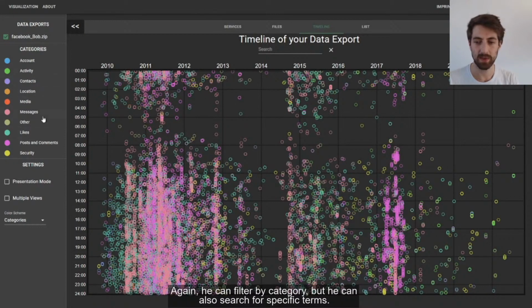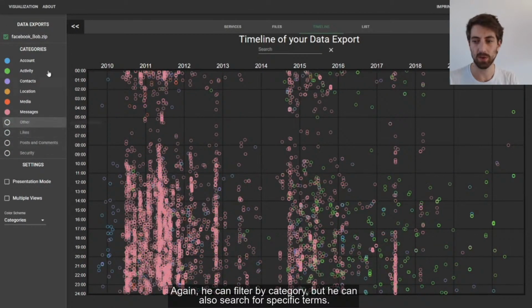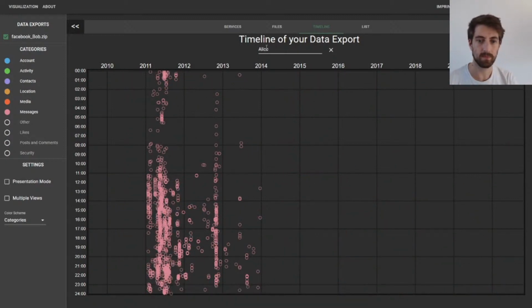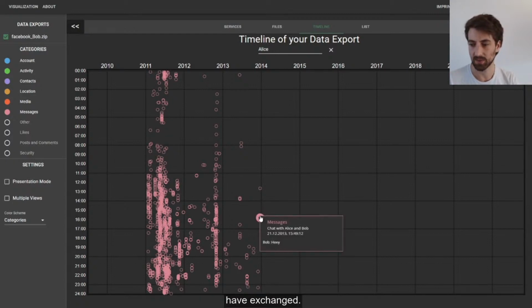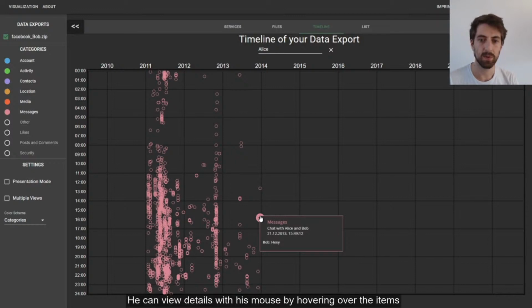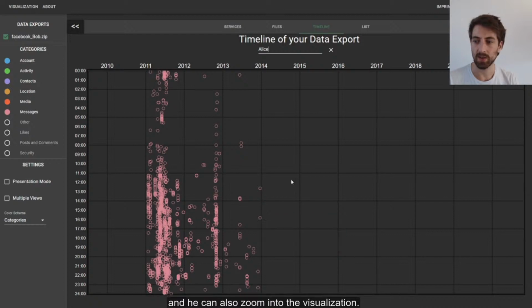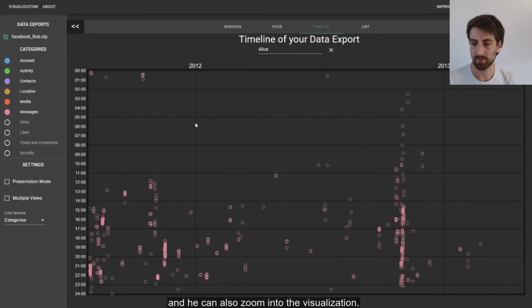Again, he can filter by category, but he can also search for specific terms. For example, here he searches for Alice and views all the messages they have exchanged. He can view details with his mouse by hovering over the items, and he can also zoom into the visualization.